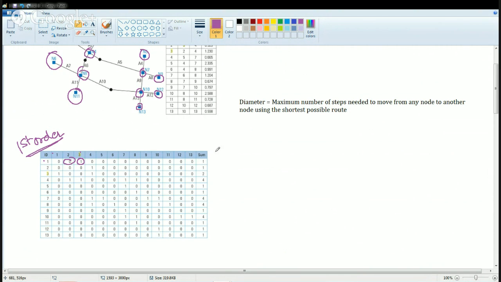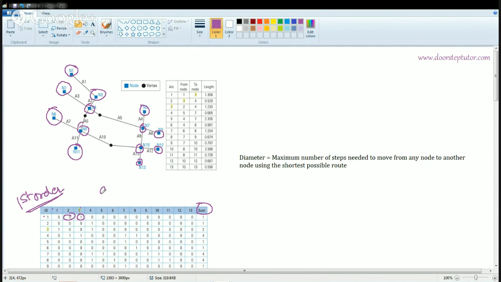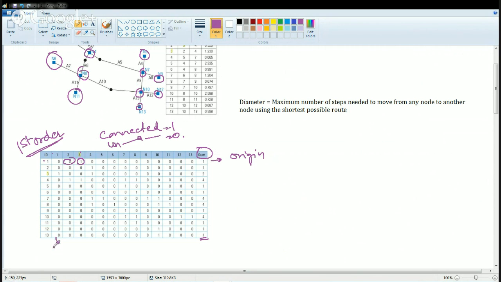And then I do the total of the matrix. So this is the sum. I add all these values and fill up the values here. So this is the first order matrix. Anything which is connected would have a value of 1 in the first order matrix, and unconnected pairs will have a value of 0. Now all these rows that we are talking about explain the origin, and all these columns explain the destination.